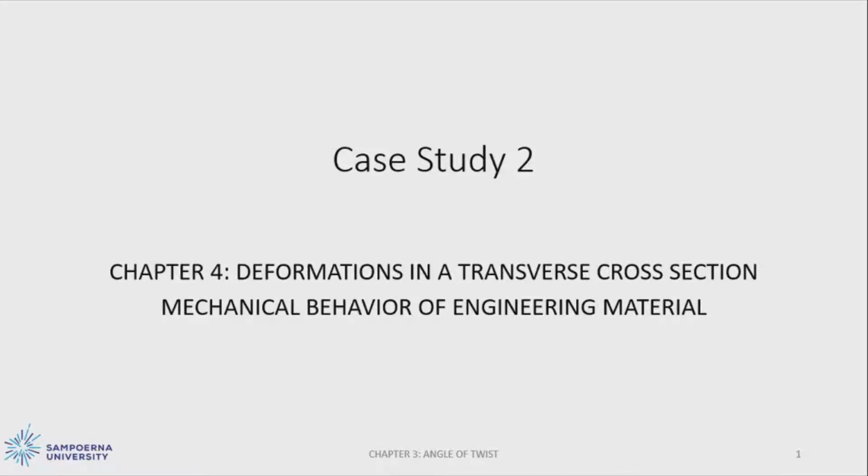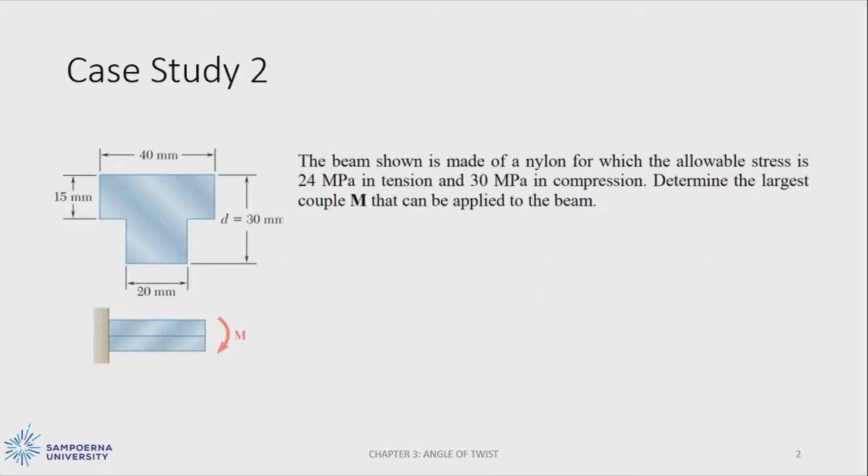Hi, in this video, we will discuss case study 2. This video will be covering chapter 4 about deformation in a transverse cross-section. The beam shown is made of a nylon for which the allowable stress is 24 MPa in tension and 30 MPa in compression. We need to determine the largest couple M that can be applied to the beam.